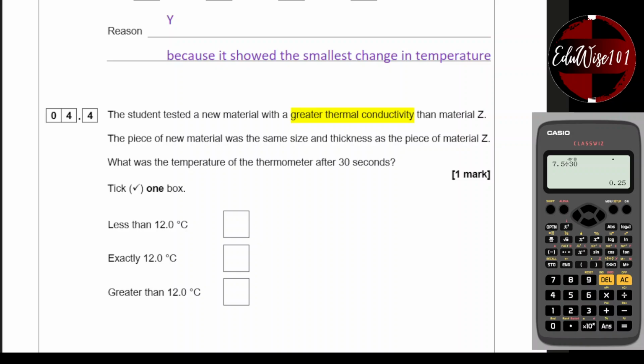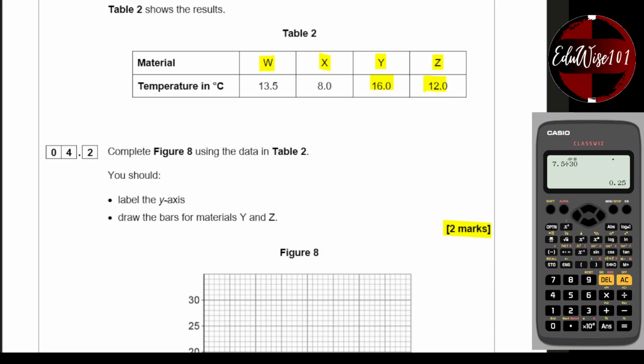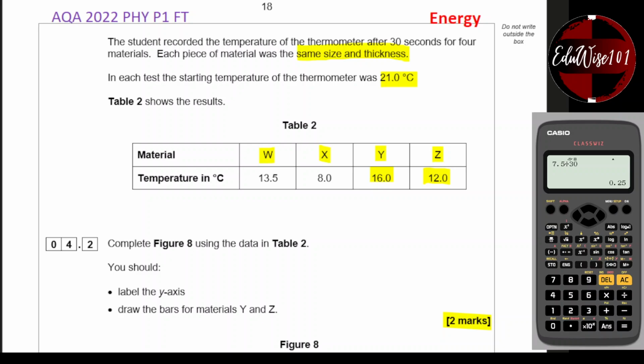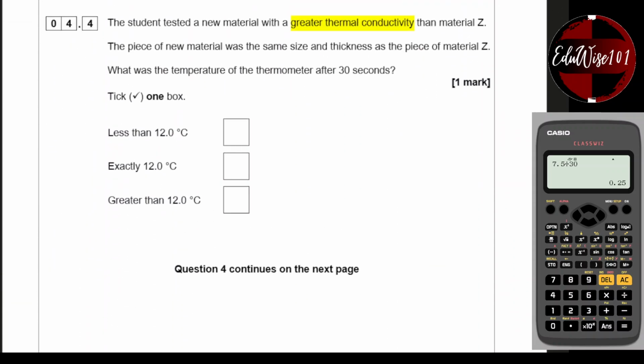What was the temperature of the thermometer after 30 seconds? After 30 seconds, for material Z, if you look back in the table again, it decreased from 21 degrees to 12 degrees. So if it was a better thermal conductor, then it should be lower than 12 degrees. Right? If it was a better insulator, it will be higher.